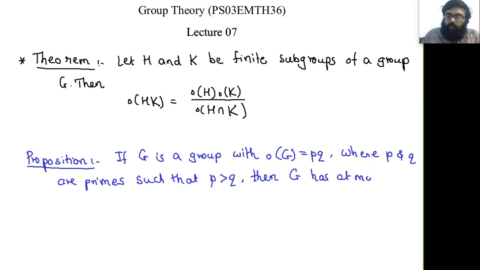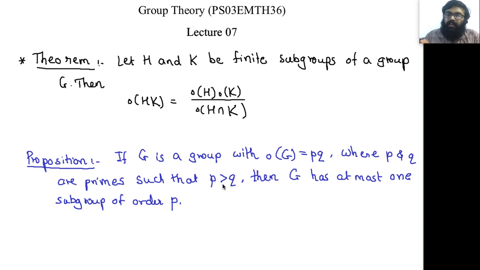G has at most one subgroup of order p. So the largest prime, p and q are two primes, and order of G is pq. For example, order of G is 15, 3 into 5, two primes, 3 and 5. The larger one is 5. So what this result says, G has at most one subgroup of order 5.